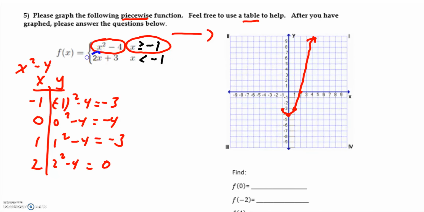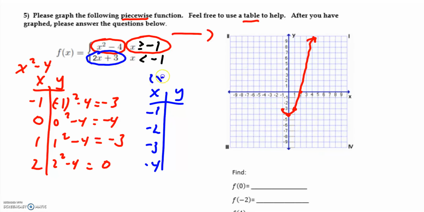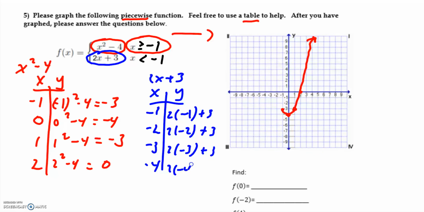Part 2 of the piecewise is a line, 2x plus 3, but it only exists when x is less than negative 1. Just like the red graph, we do want to start with negative 1, but this will just be a hole when we graph it. Less than negative 1, some values would be negative 2, negative 3, negative 4. And if I plug these into 2x plus 3, I would get 2 times negative 1 plus 3, 2 times negative 2 plus 3, 2 times negative 3 plus 3, and then 2 times negative 4 plus 3.